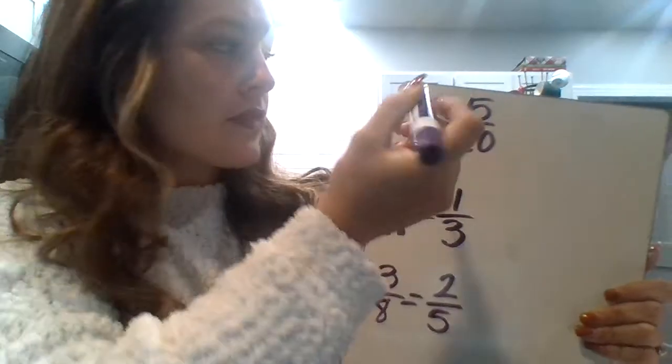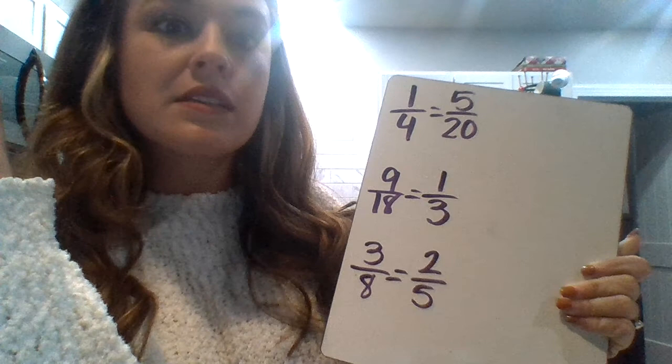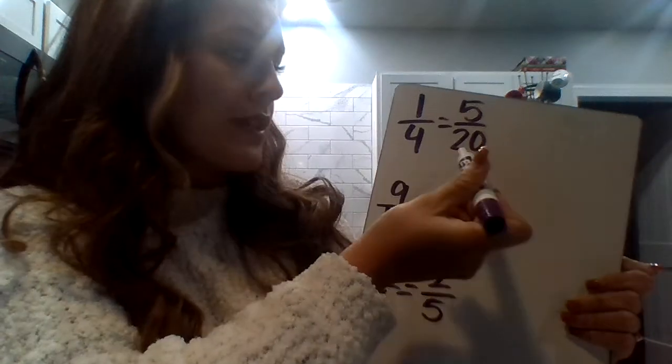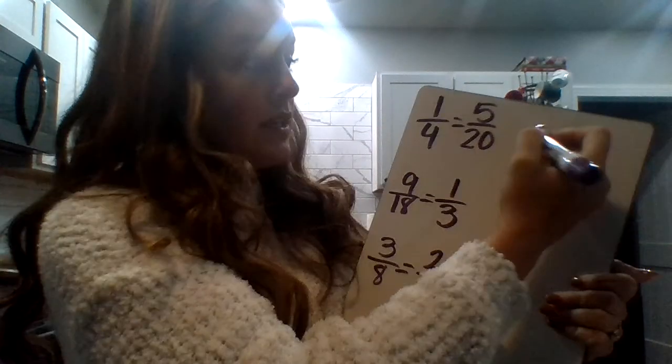Okay, so how do I get 1 to 5? 1 times, that's right, 5. So then I have to do the same thing to the bottom. Is 4 times 5 20? 5, 10, 15, 20? Yes. So this is proportionate.